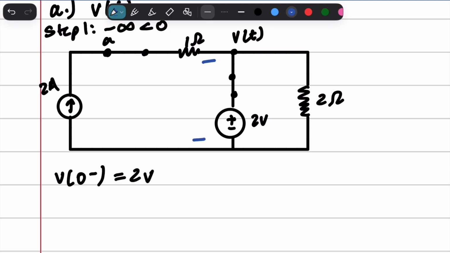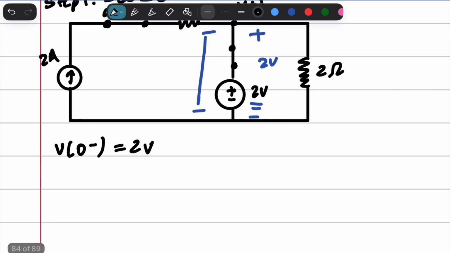And remember, the initial conditions are based on where we want to find this V, since we're directly connected to a 2 volt battery when this inductor right here has been short circuited because it's in a DC environment for a very long time. We will have a voltage difference of just 2 volts, right? And so our V0 minus is 2 volts. Now, because it's an inductor, we cannot guarantee voltage continuity.